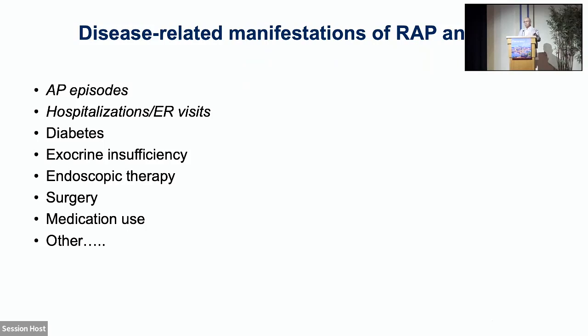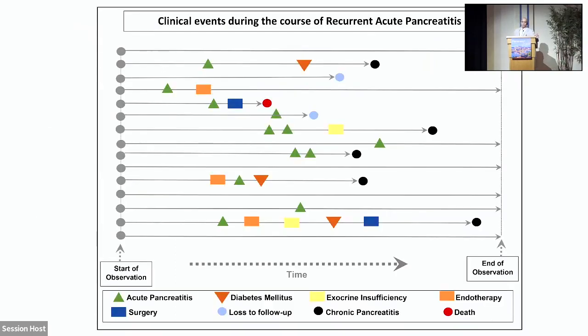Now, when we move on to disease-related manifestations, these can be a long list of manifestations. So it could be healthcare utilization in terms of attacks of acute pancreatitis, hospitalizations, visits to the emergency room. It could be functional abnormalities, diabetes, exocrine insufficiency, need for endoscopic therapy, surgery, and so on. And I'll use this slide to try to illustrate what I'm trying to get at. This is actually a hypothetical set of patients and their longitudinal course. And I have intentionally populated the outcomes here to enrich this group.